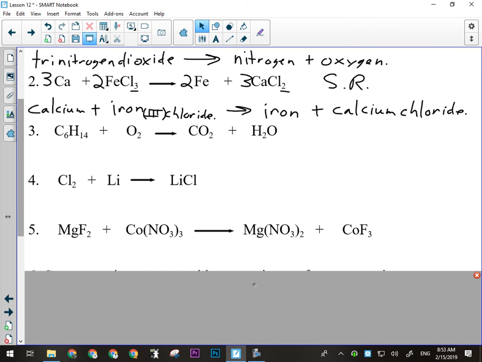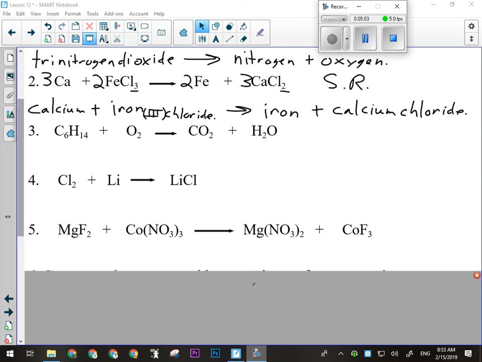Okay, so give those ones a try, see how you do. We'll go over them in a few minutes. Okay, so number 3 is a combustion reaction. That's the trick with that one. It's got all those special rules for balancing it when we're going over it.